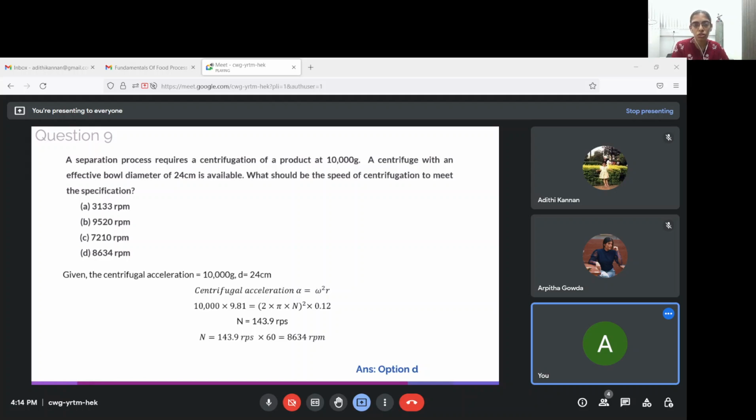Any doubt? Whenever you have a G force, you can consider it as the centrifugal acceleration, and from that centrifugal acceleration you can convert your RCF or G force into RPM. For the same centrifugal acceleration, different sizes of centrifuge will have different RPMs. Any doubts?